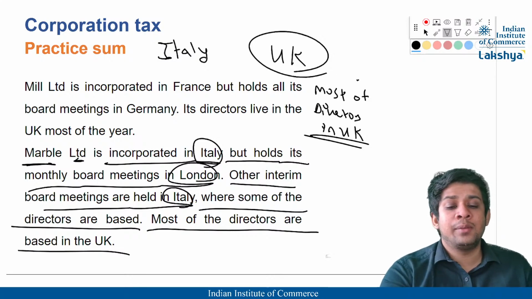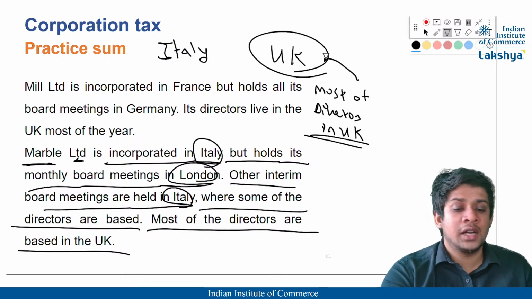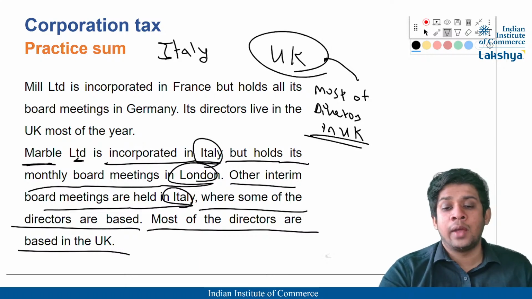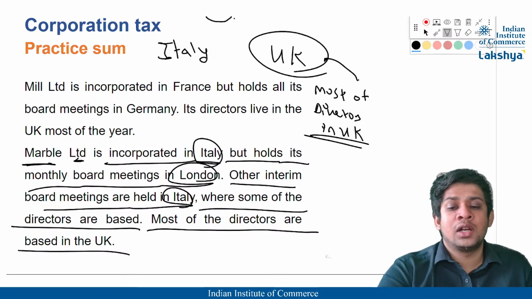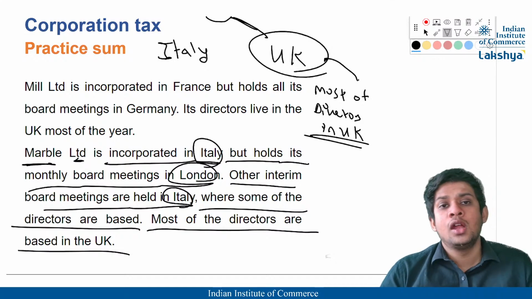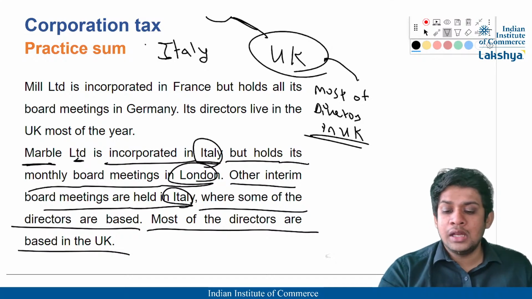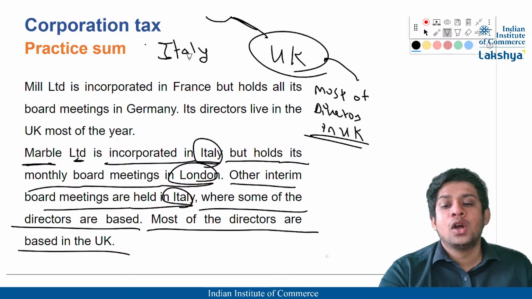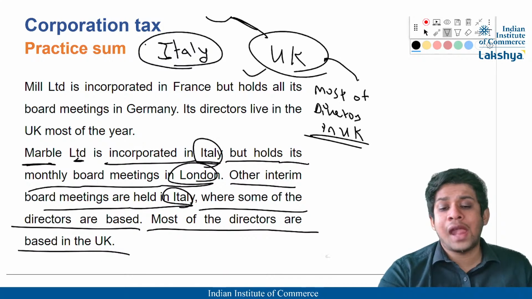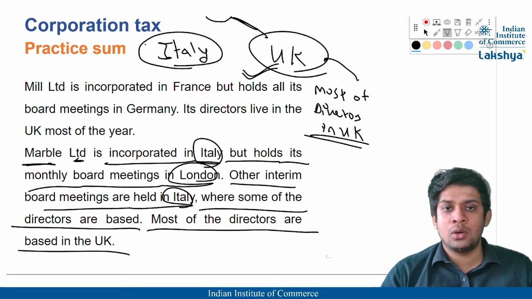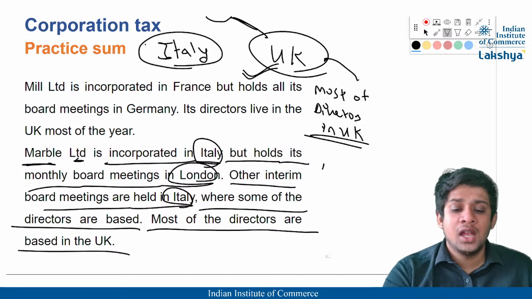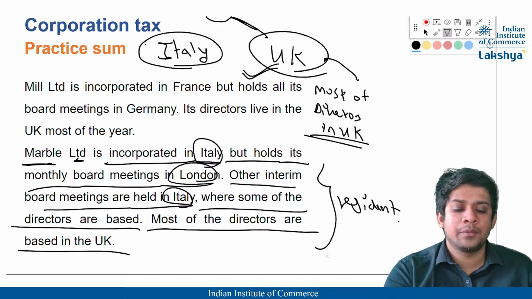So technically their monthly board meetings are held in the UK. Most of the directors are residing in the UK. Only the remainder of the directors who are in Italy travel from Italy to the UK for attending the board meetings. So guys, here it is incorporated in Italy, but you can say that it is centrally managed and controlled in the UK, and that is the reason why this company will also be considered as a resident in the UK.